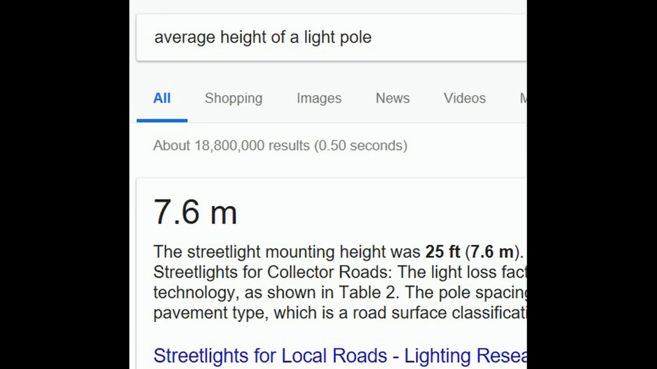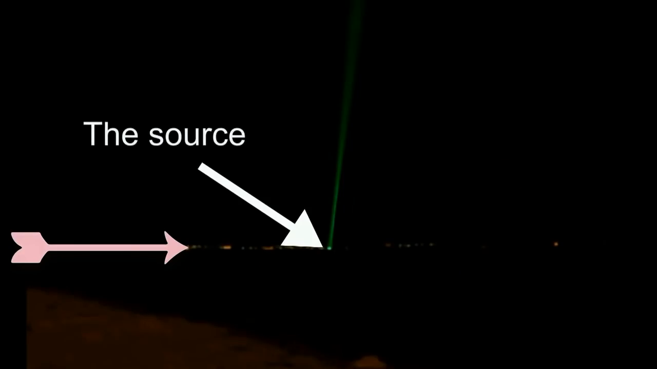The average height of a light pole is 25 feet, so I'm going to show you right now why it would be impossible to see these lights. And I want you to just go do this for yourself. Just go out there and just go do it yourself. You don't need any equipment to see that you're seeing over the supposed curve.